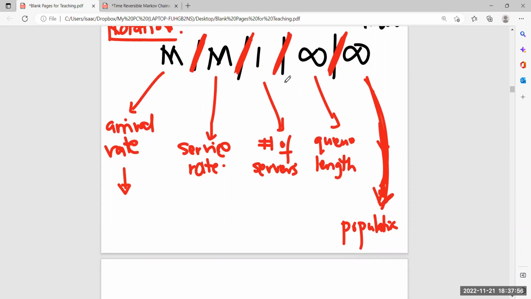And the arrival rate that we are looking at is Poisson, lambda. And the service time that we are looking at is exponential, mu. And we are relying on a memoryless property.